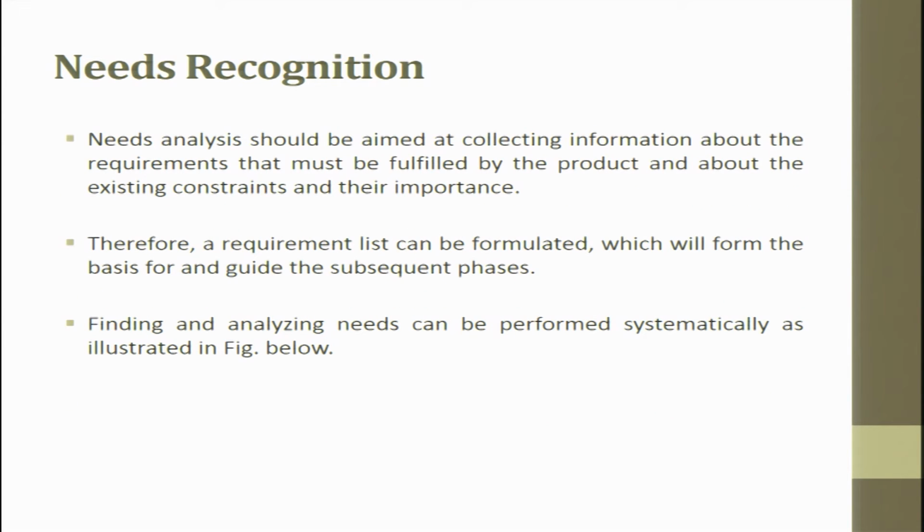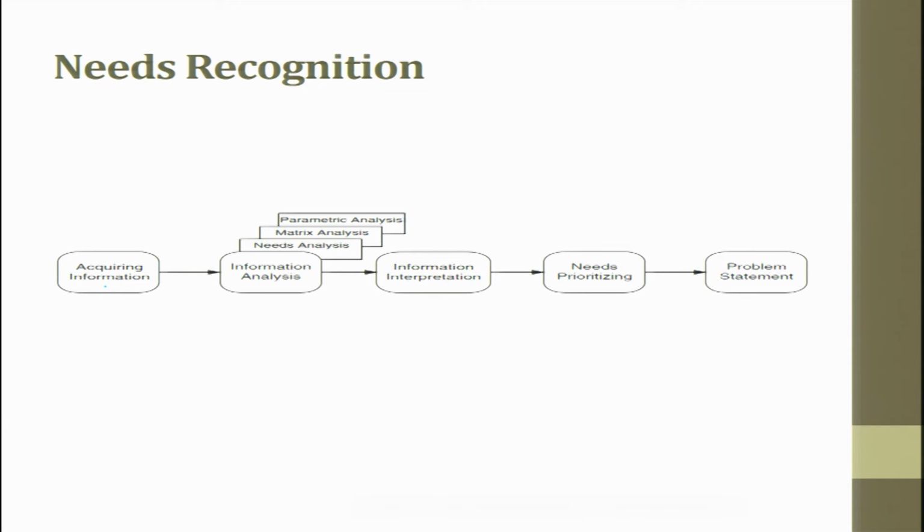The need analysis should be aimed at collecting information about the requirements. The requirements listed can be formulated, which will form the basis for and guide the subsequent phase. Finding and analyzing need can be performed systematically as illustrated in the figure below. So, you can see acquiring information, information analysis, need analysis, metric analysis, parametric analysis. We do all these things in the information analysis. Then based on the information we have got, we do information interpretation, then we try to do a prioritization, then we try to write the problem statement. All these things are there.